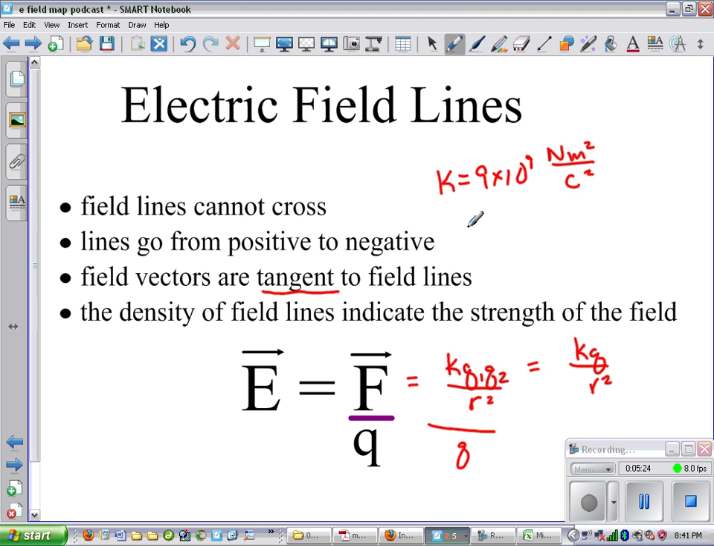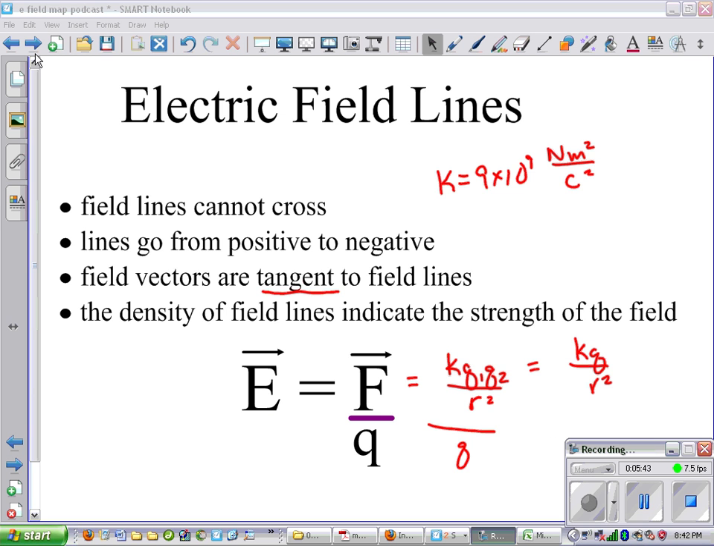The lines always go from positive to negative. They can't cross because that means there would be two tangents at the same point for the same line, and geometrically speaking, that's not possible. And the density of field lines indicates the strength of the field.